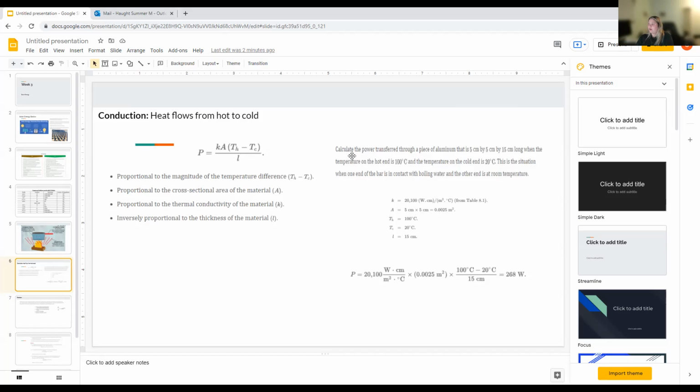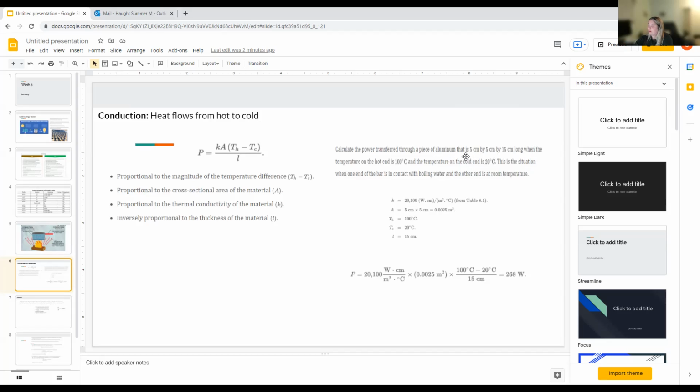And then it gives you how big that aluminum is. It's 5 centimeters by 5 centimeters by 15 centimeters, which is a lot of numbers. But anytime it's telling you a number by a number by a number, it's either giving you volume or area. In this situation, we are given the area as 5 by 5, right?